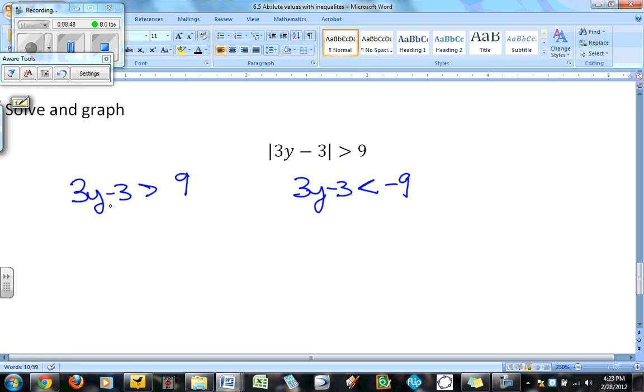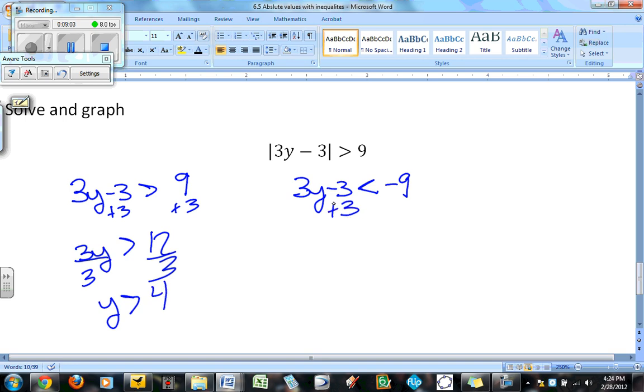We need to solve by getting the variable by itself. So we're going to add 3. 3y is greater than 12. Divide by 3. Y is greater than 4. And in here we're going to add 3. 3y is less than negative 6. Divide by 3. Y is less than negative 2.